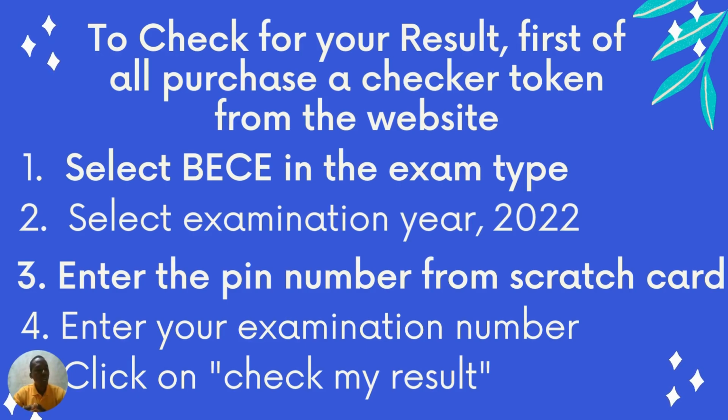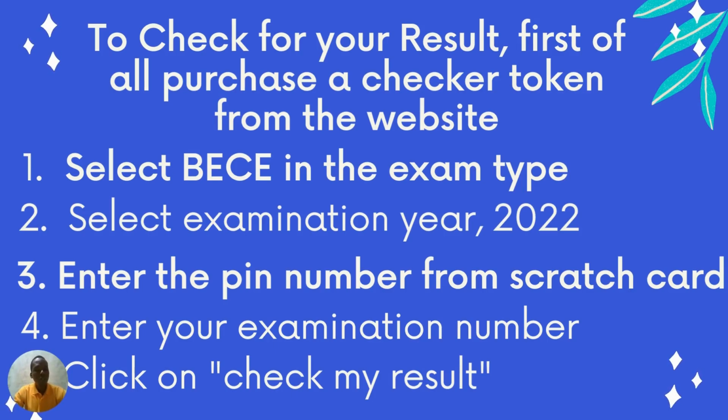Now, if you want to do that, you have to select Bece in the option on the website that will be open to you. You select Bece in the exam type. You also select your exam year, which is 2022, and you enter the PIN number from the scratch card that was given to you during registration. After that, you can now enter your examination number and then check your results. You are also going to see a space where you'll be required to put in your token number.